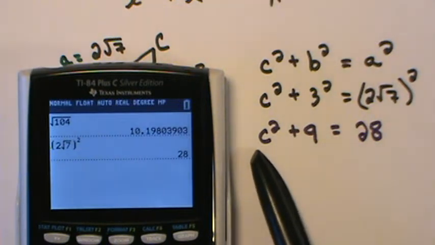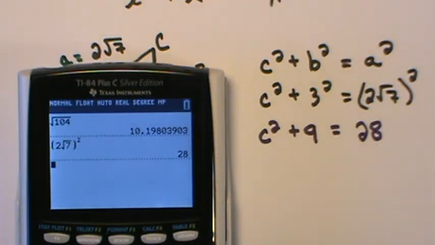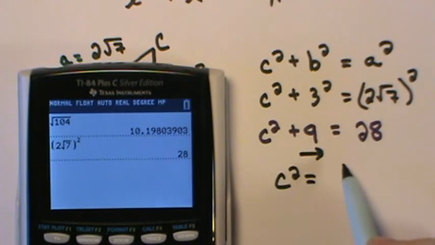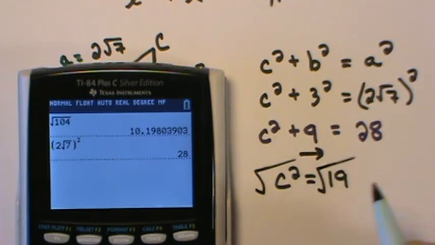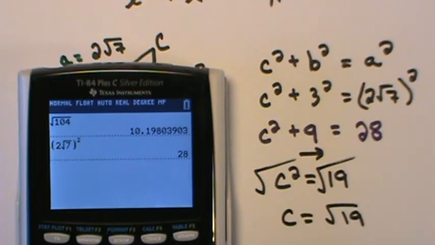When we look at the equation that I'm working with now, I have C squared plus 9 is equal to 28. I can move my 9 over, so C squared is equal to 28 minus 9, which would be 19. And then the last step is always to take the root of both sides. So I root this, I root this. C will equal rad 19. And then I can use my calculator again to do a decimal approximation. So I'll do the square root of 19.